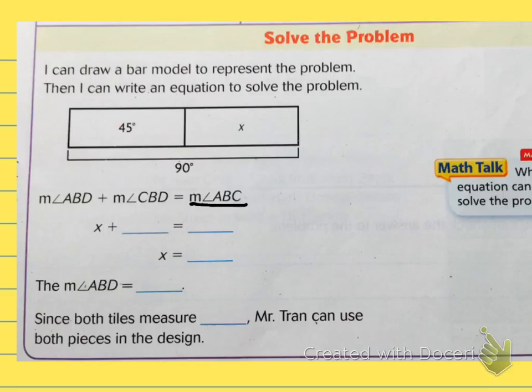Okay? So if I look at the angle of ABD, I don't know what that is yet. But I do know that angle CBD is 45 degrees. And that 45 degrees plus X must equal 90 degrees. So what I'm going to do is subtract 45 degrees from 90 degrees, and I'm going to come up with X must equal 45 degrees.